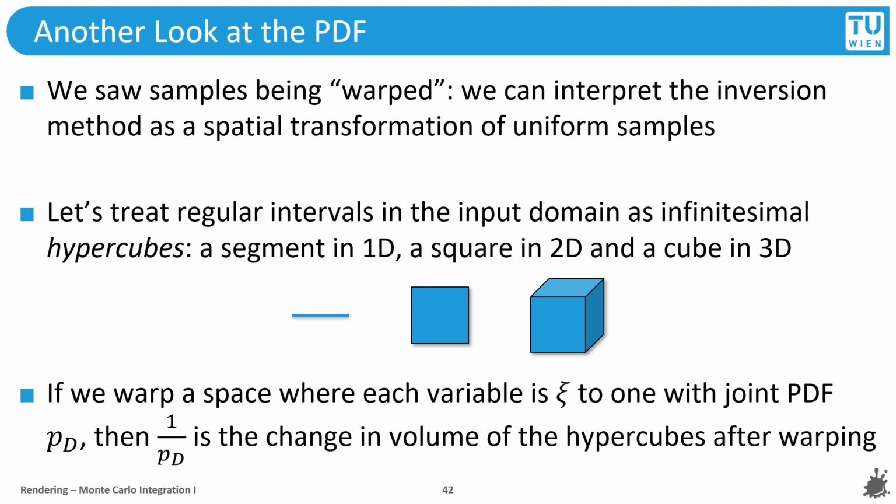tiny regular interval in the input domain as an infinitesimal hypercube. A hypercube is a line in 1D, a square in 2D, and a cube in 3D. And if we warp the inputs of canonic variables, as we did before, to samples of a distribution with a joint PDF p_D, then we can express the change in the volume of these hypercubes by 1 over p_D.